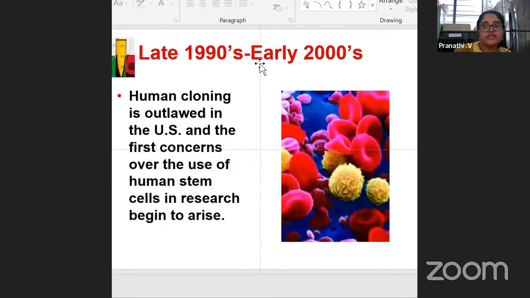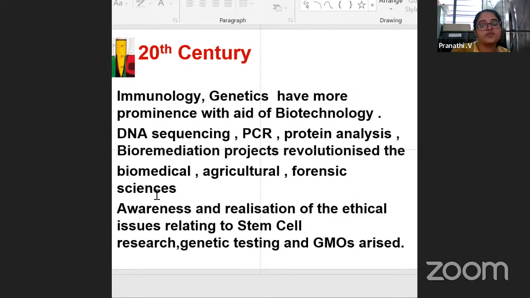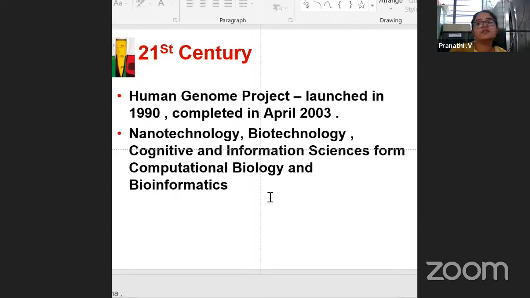And then in the late 90s to early 2000s, concerns about stem cell research started to come up. And in the 21st century, we have so many different kinds of biotechnological aids. DNA sequencing, protein analysis, whatever you name it, we have a lot of biotechnology influence. Now we have nanotechnology. And then we have AI, that is artificial, cognitive and information sciences. So when we have bioinformatics and artificial intelligence coming up, we are trying to see something else.